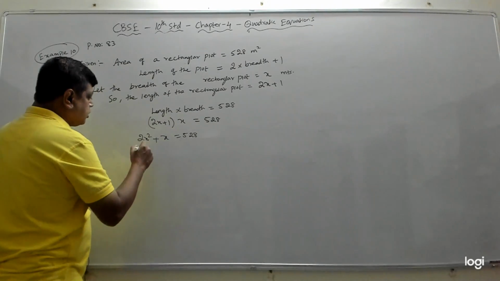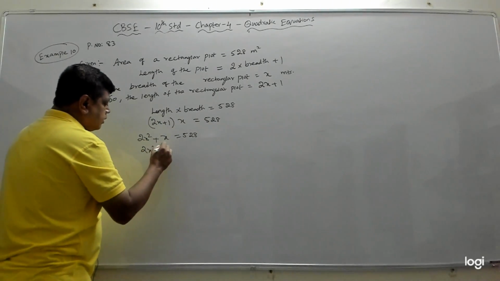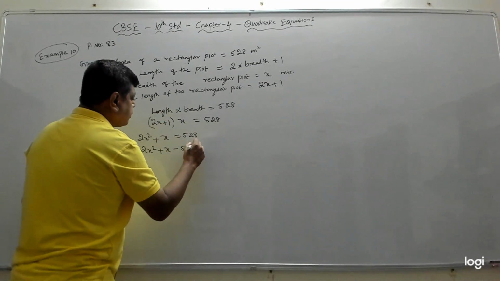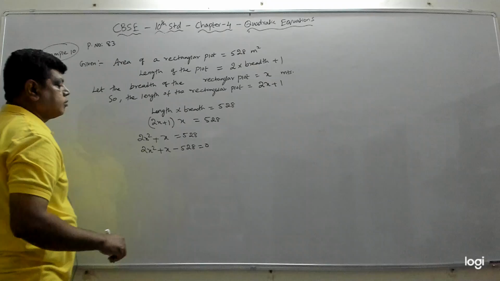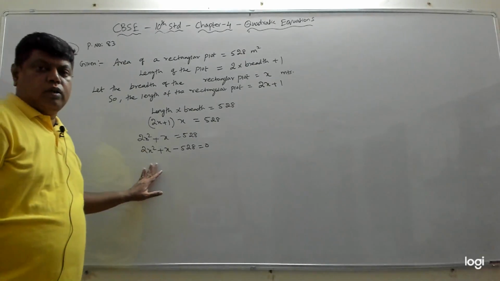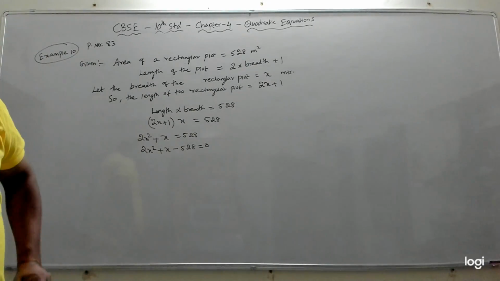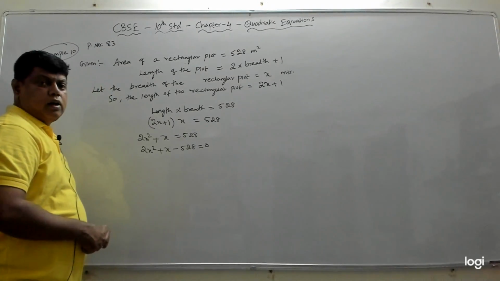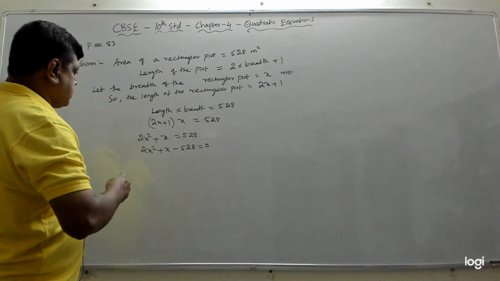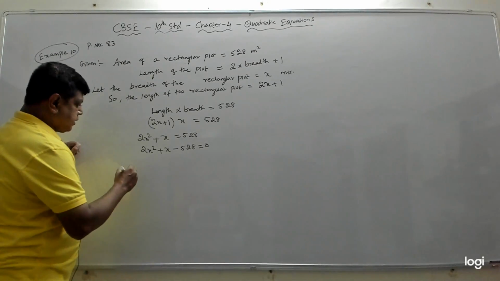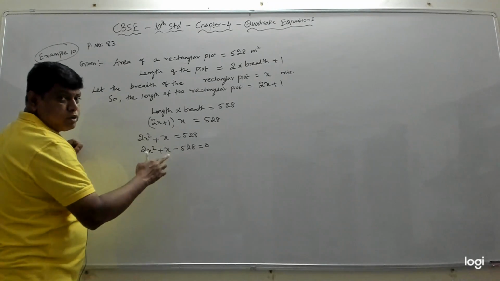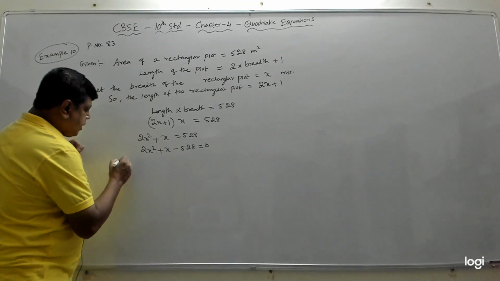So this becomes 2x square plus x, this 528 comes this side, it will become minus 528 equal to 0. So this is your quadratic equation which we need to solve using the quadratic formula and find the value of x. Now what does our quadratic formula say? Before we go to the quadratic formula, we will try to write what is a, what is b, what is c, comparing with the general equation.